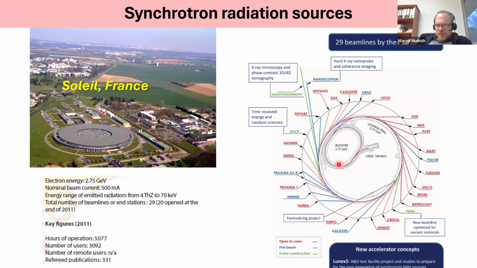And this, of course, only works in a periodic pulsed way. So every time a bunch of electrons is boosted up to the final energy, from 100 mega electron volts to 2.75 giga, this bunch of electrons is injected into the main storage ring, where the electrons are then kept on a closed orbit for extended periods of time.